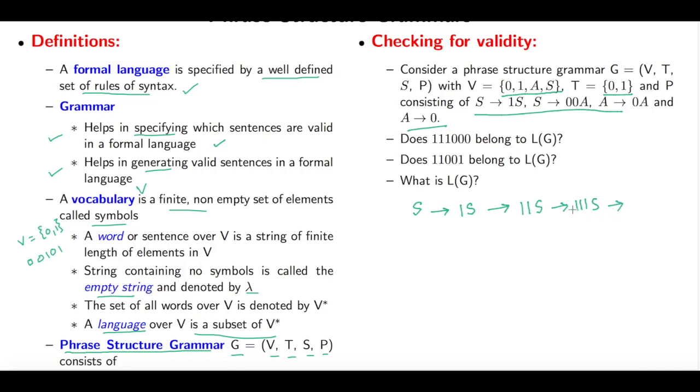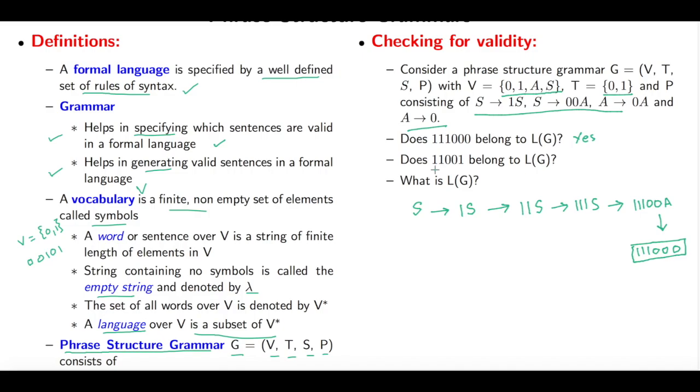So now I can replace this S by 00A. So I can say 11100A. Now it still has a non-terminal element, so I can still move on. Or A is replaced by 0. So I can just say A is replaced by 0. So 111000. Now I cannot move forward because all of them are terminal elements here. So this means this is in the language of my G.